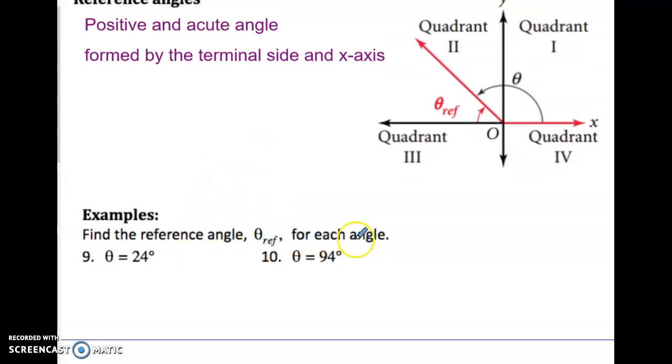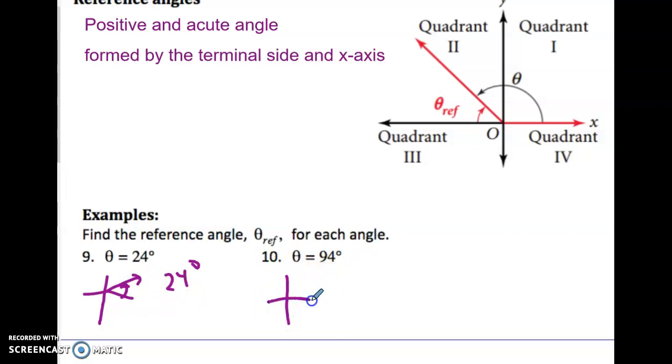Find the reference angle for each angle. So if I have the angle 24 degrees, which is going to be over here somewhere, 24 degrees goes from the x-positive axis up to the angle. So it's just going to be 24 degrees. It's going to be the same. So the reference angle might be the same, it might be different. For this one, it's going to be the same because if you go from the angle down to the x-axis, it's the x-positive one, so we just keep that same angle.